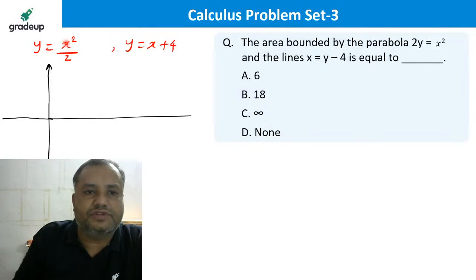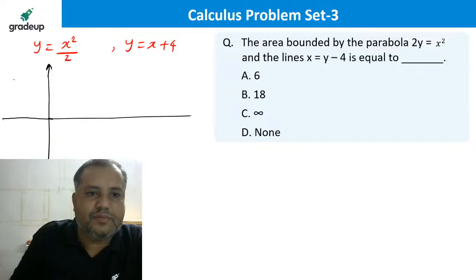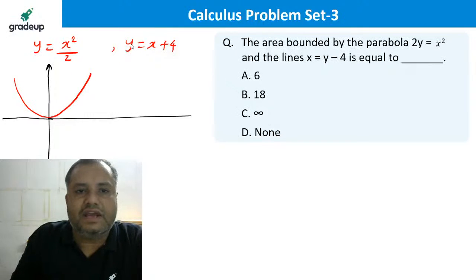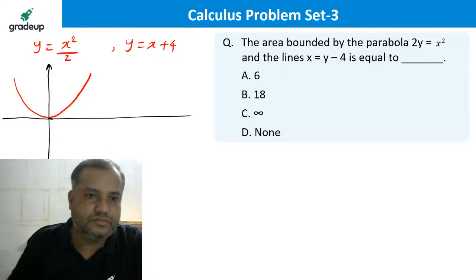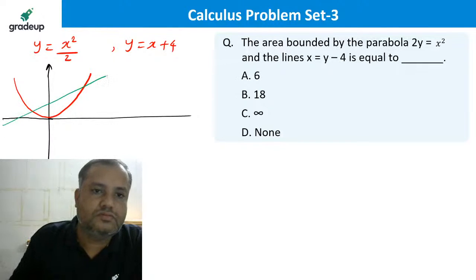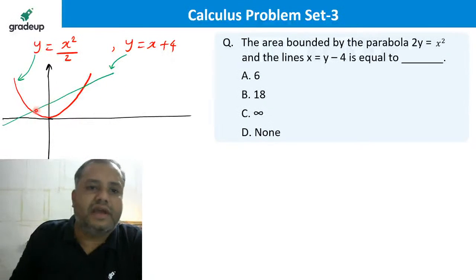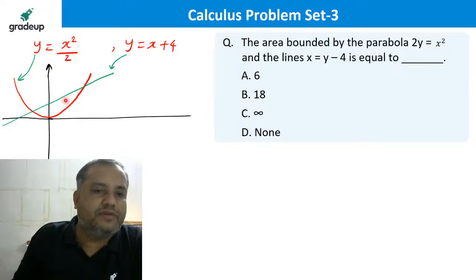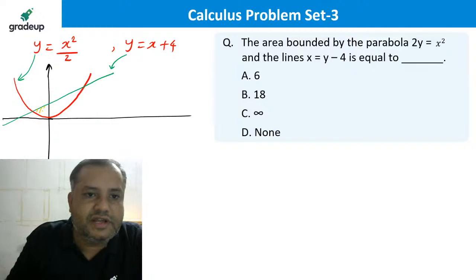See, y equal to x square by 2 is a parabola, symmetrical about the y-axis, so this parabola will be like this. Now y equal to x plus 4 is a straight line cutting the y-axis at a height of 4 with slope 1. So this is the line and this is the parabola. Now we want to calculate the area bounded between these two.